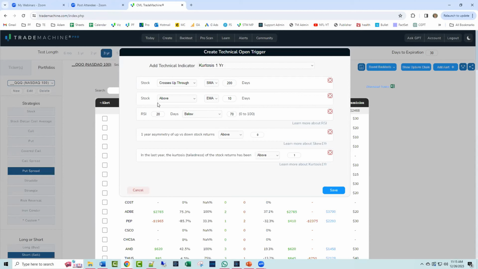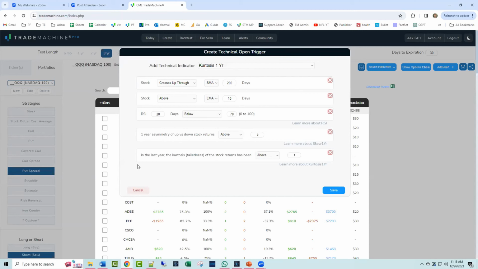Number two, the stock has to be above the 10-day exponential moving average. This is a short-term moving average. So the stock is crossing above the 200, coming out of technical failure, and has some short-term momentum. It's above the 10-day moving average. This simply says the stock cannot be overbought. This is very, very, very rarely going to be the case if a stock is already below the 200-day moving average. But just in case, we don't want to get long anything if it's overbought.